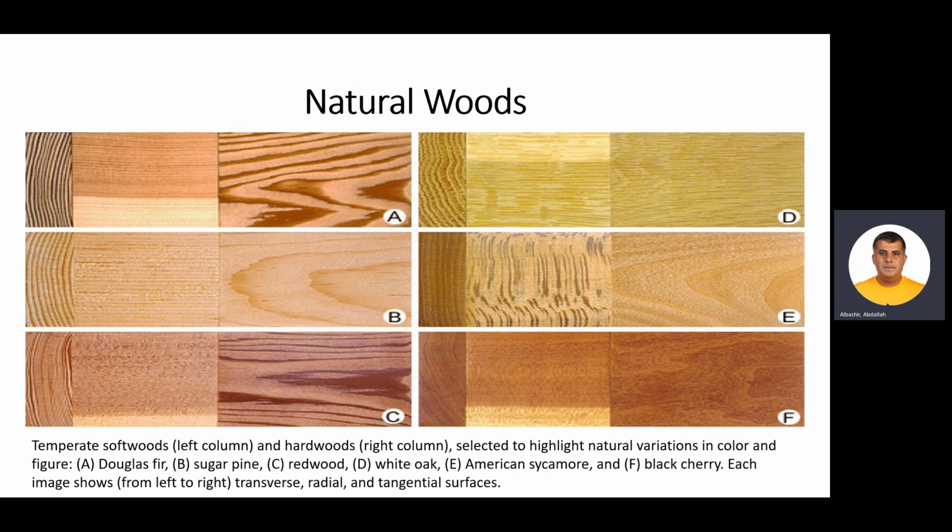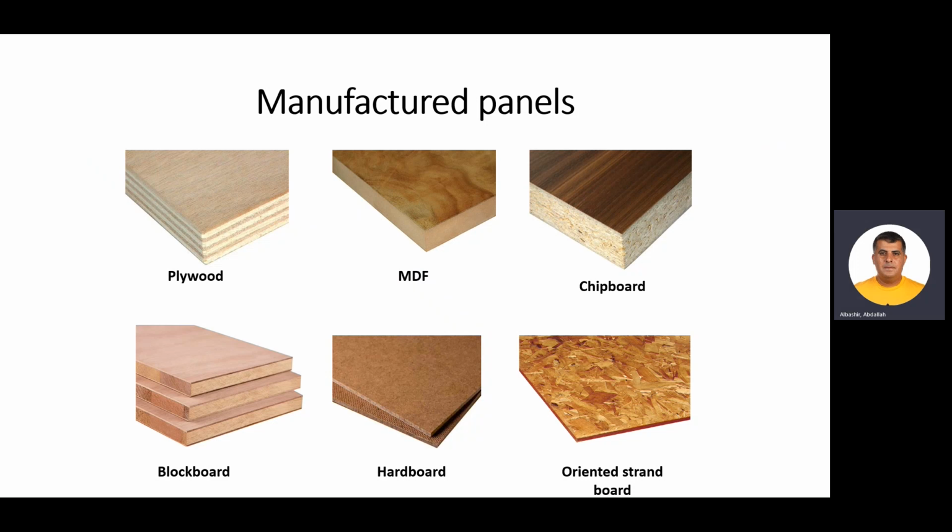We can see here some natural woods. On the left, we see softwoods. And on the right, we see hardwoods. Here we see different manufactured panels like the plywood, MDF, chipboard, blockboard, hardboard, and oriented strand board.